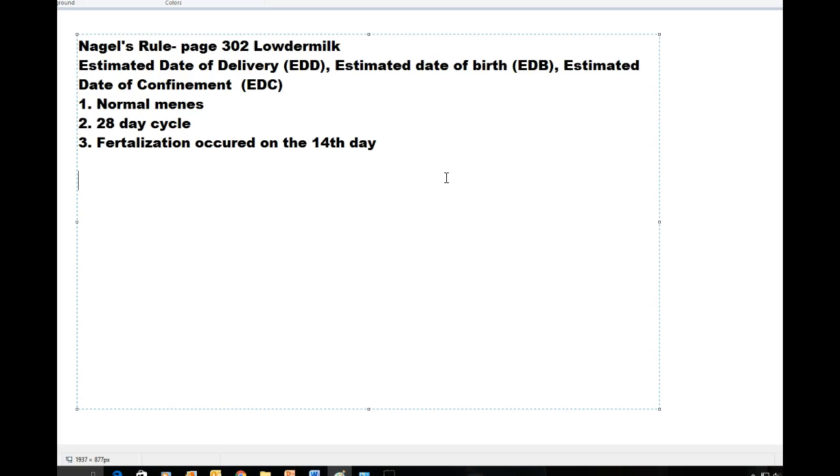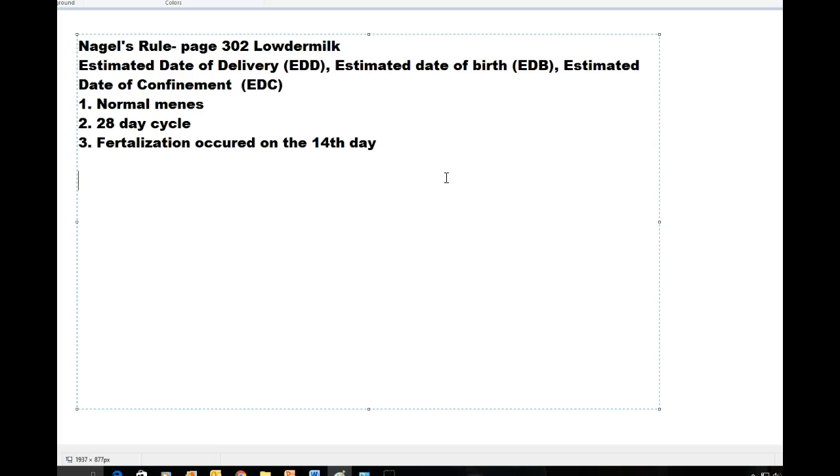So you can look at it there, but I'm actually going to do a couple for you so that you can see them. So your due date is called your estimated date of delivery, your estimated date of birth, or your estimated date of confinement, your estimated due date. They're all the same thing. It means when the baby is due.